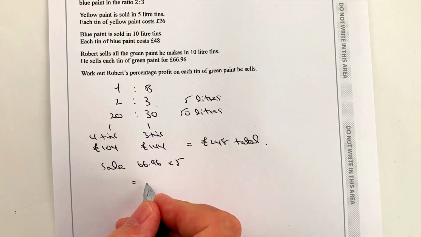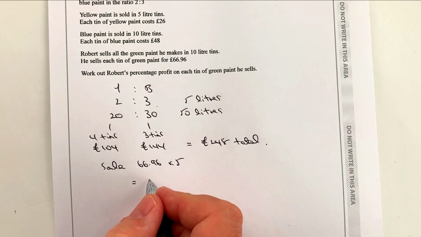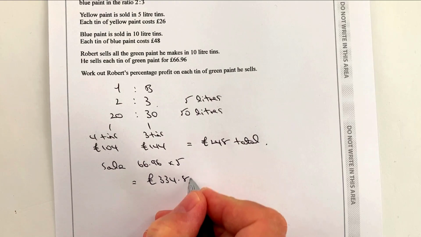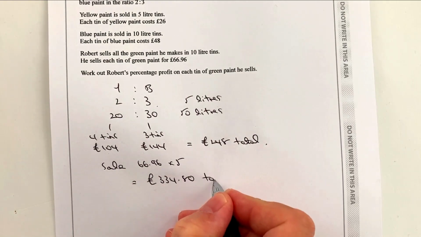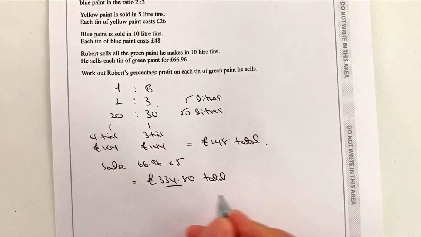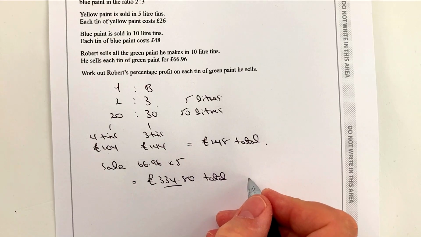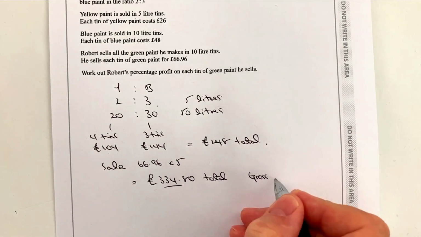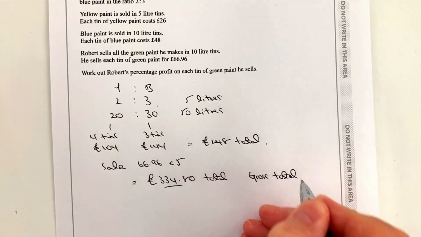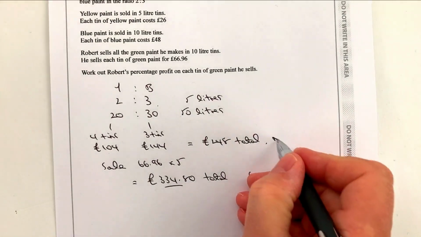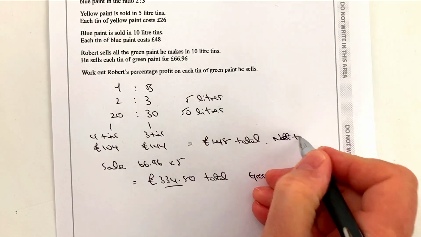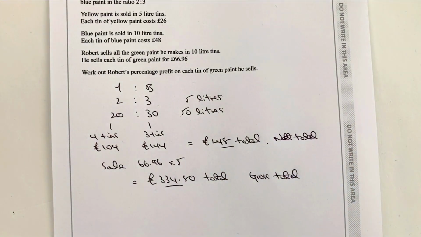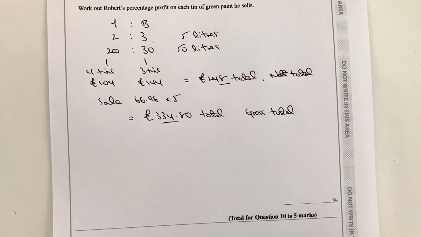So therefore, his gross sales, if you like, is going to be £334.80 total. So in other words, this is his gross total. That's how much money he actually gains, and this is his net total. So this is how much money he actually spent. So let's have a look now at working out his percentage profit.